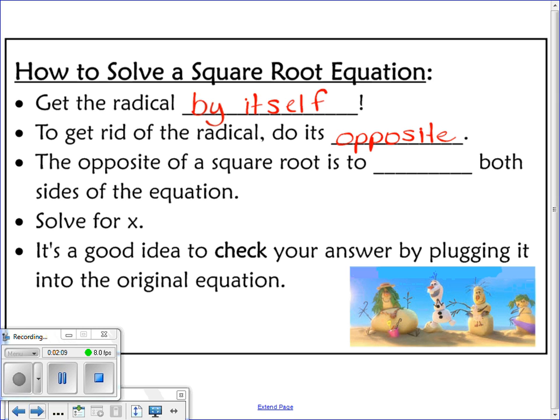A lot of this goes back to thinking about your basics of equation solving, right? You always get the x totally by itself, and you do the opposite to get rid of things. What's the opposite of a square root? It's to square both sides of the equation. All right, then we'll go ahead and solve for x. And then it's a good idea to check your answer. You can plug it back into the original and make sure it works. Okay?